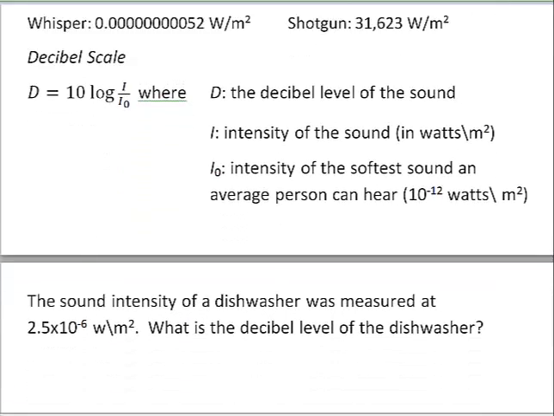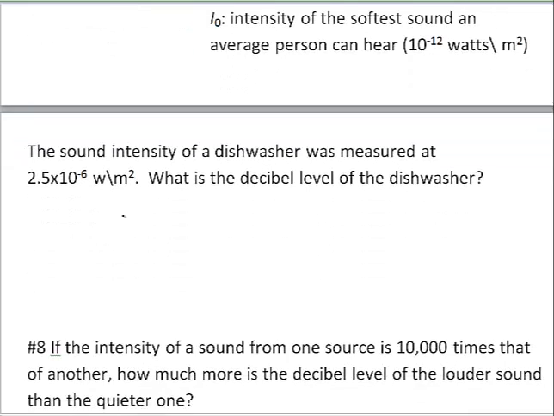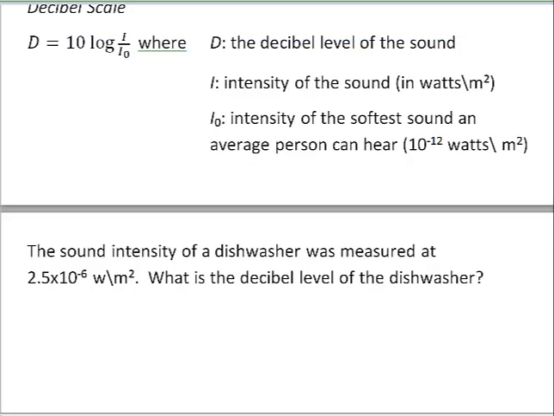So let's look at this example right here. The sound intensity of a dishwasher was measured at that many watts per meter squared. So what is the decibel level? So we can go back up, look at this formula, and again sort of just plug in the things we see in the appropriate places. So D is equal to 10 times the log. Remember, this is the common log, base 10, of the intensity of the sound, 2.5 times 10 to the negative 6, all divided by 10 to the negative 12. That's our standard sound intensity that we're using for I sub 0.